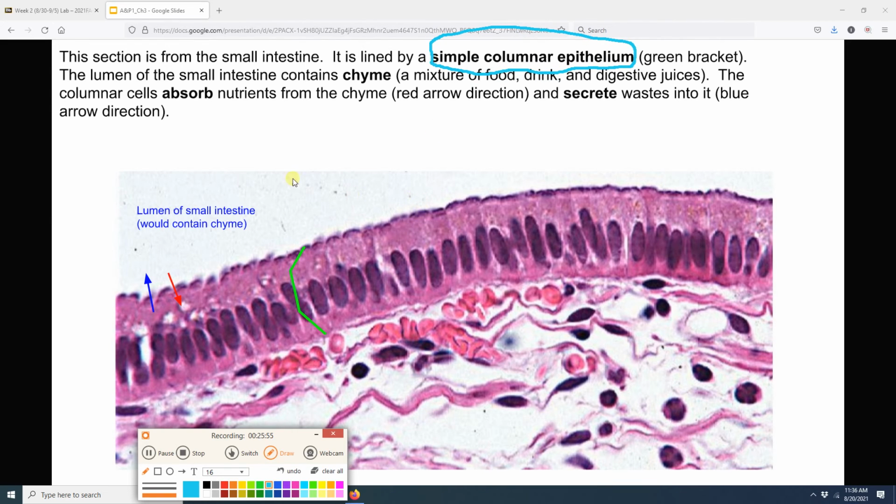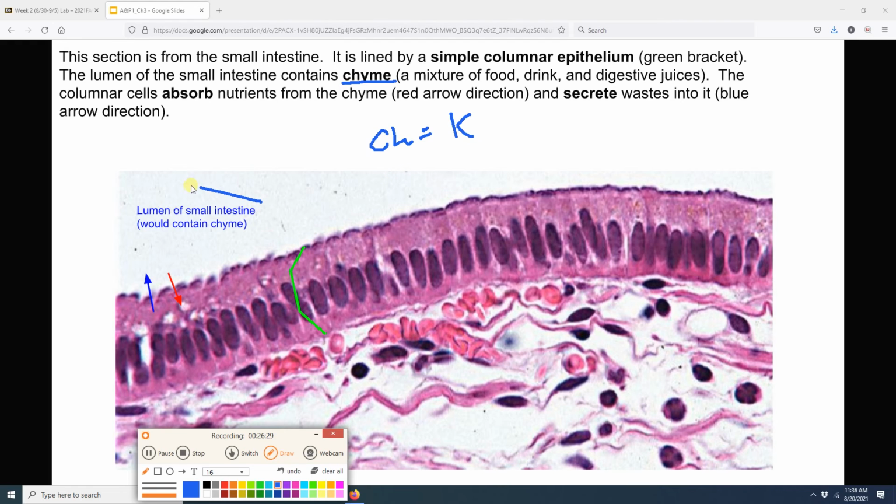Up here in the lumen of the small intestine, there would be a mixture of food, drink, and digestive juices. That mixture is called chyme. I don't want to ever hear you say chime. It's called chyme, okay? Almost every time we have a CH in anatomy class, we pronounce it with a hard K sound. Like 99% of the time, if there's a CH in anatomy class, it is a K sound.